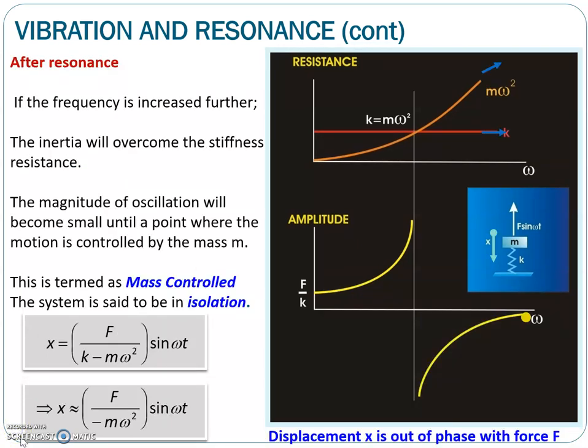If the frequency is increased further after resonance, the inertia will overcome the stiffness resistance. The magnitude of oscillation will become small until a point where the motion is controlled by the mass m. In the displacement equation, we can see that the denominator is dominated by the inertia, or controlled by mass. This is termed the mass control condition. The system is said to be in isolation. In this case, the displacement x is out of phase, or in the opposite direction, with the force.